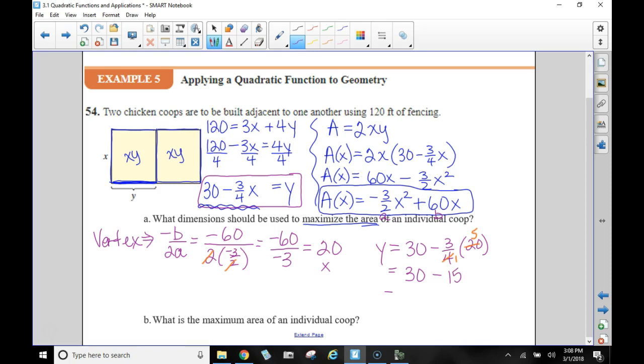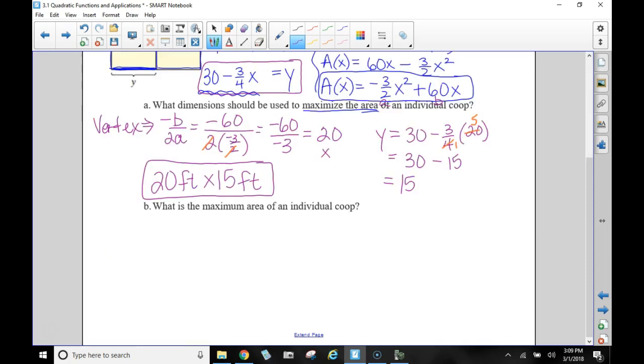So 30 minus 15 is 15. All right? So what this is saying is when x is 20, y will be 15. Okay? And so this is going to be a 20 foot by 15 foot coop. That is going to produce the maximum area, and we can actually multiply those together to see what the maximum area is going to be.